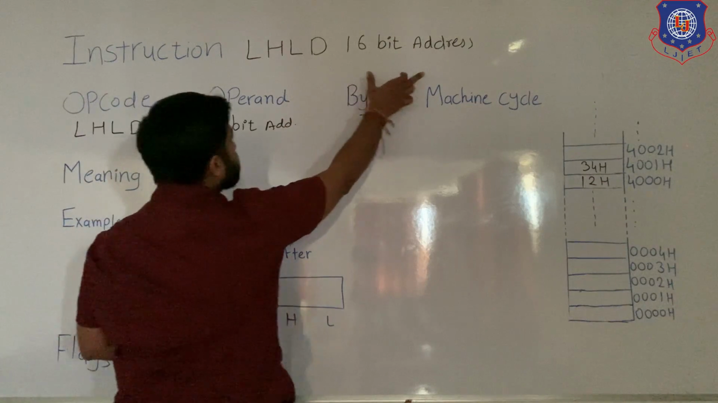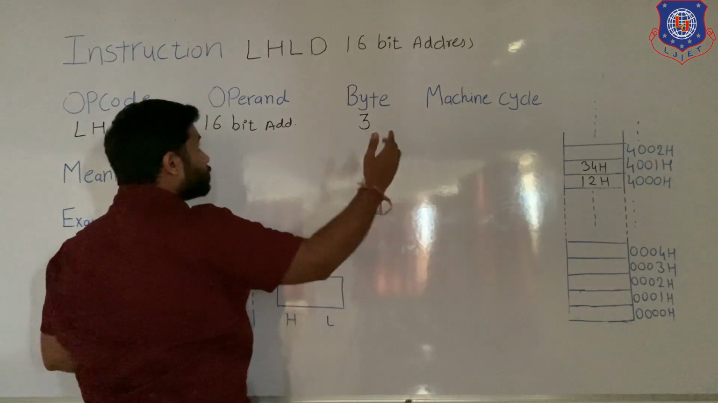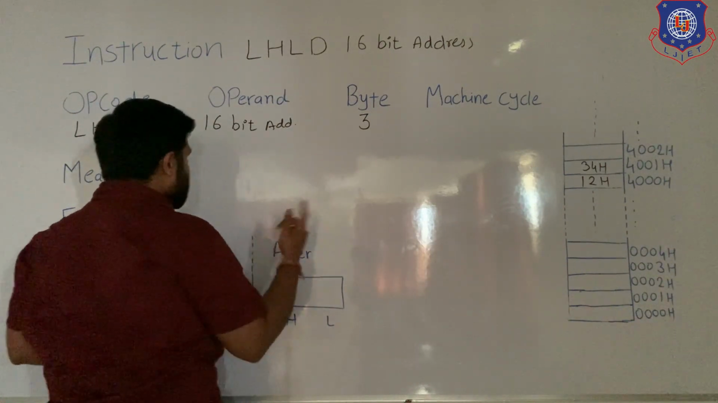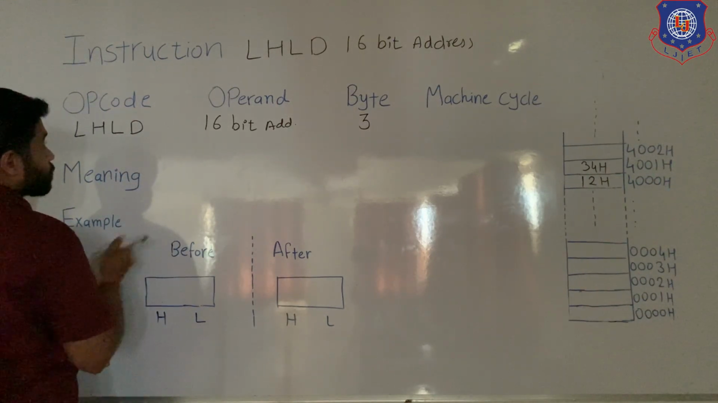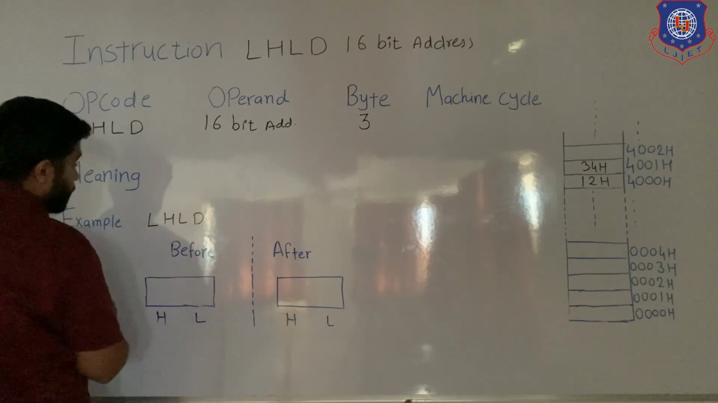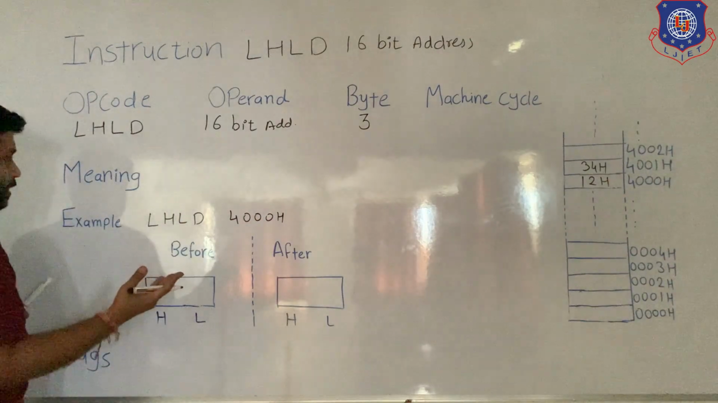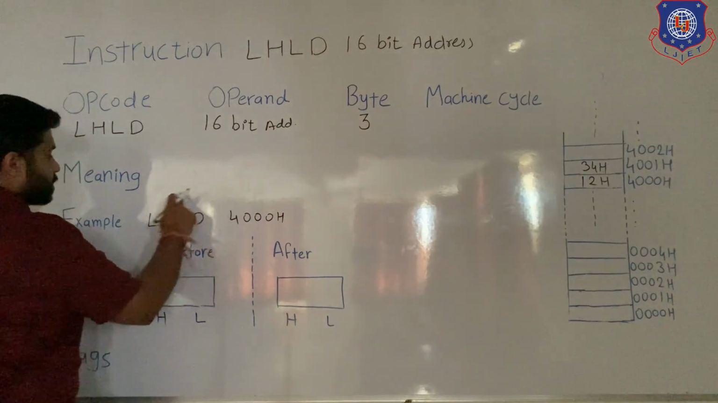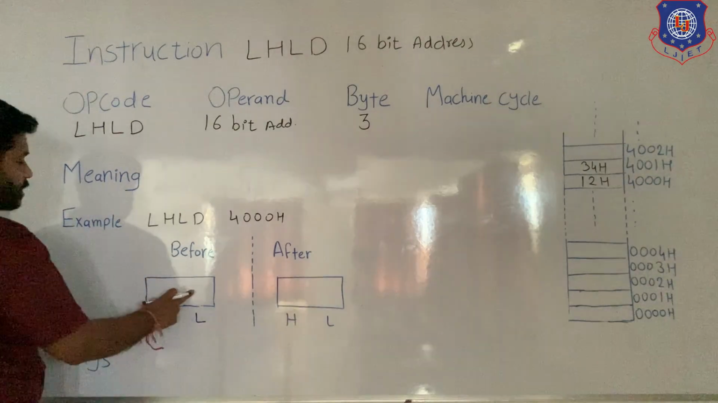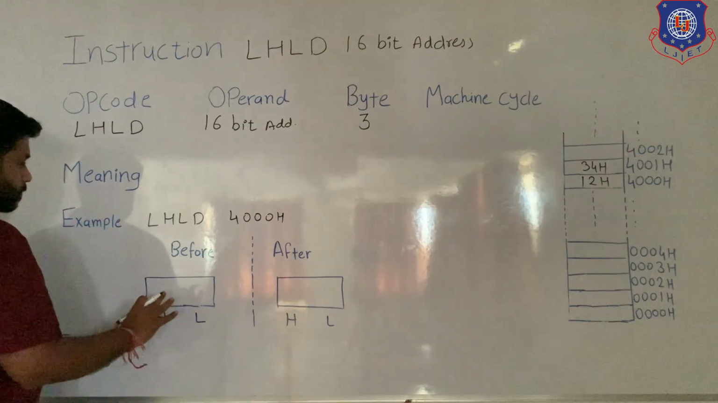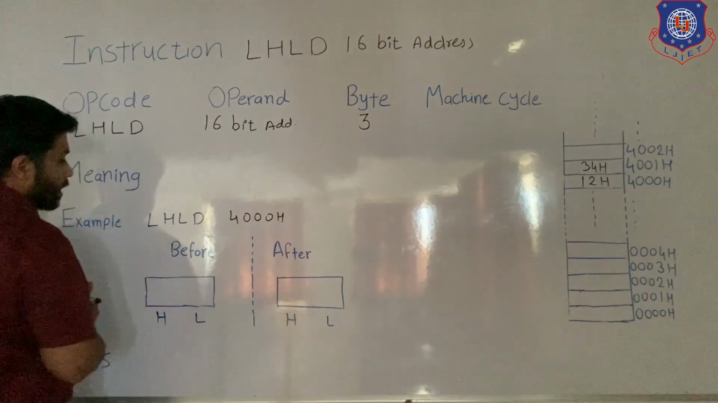So LHLD 16-bit address means the data which is present in the 16-bit memory location will be transferred to the HL pair. Let's see one example so that you can understand. The example is LHLD 4000H. Now you know that data from 4000H will be transferred to the HL pair. Before the execution, suppose the HL pair is empty, there is no data present. After the execution, the data will be transferred from 4000H into the HL pair.